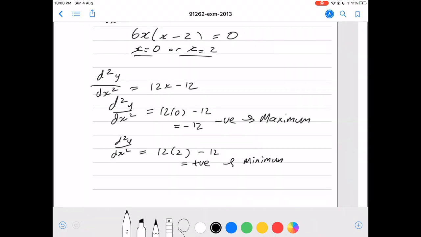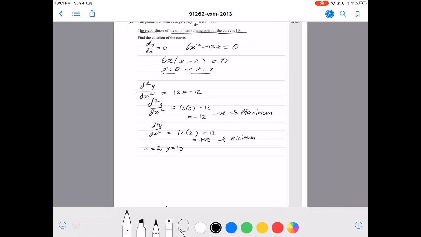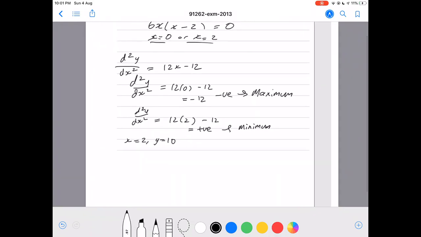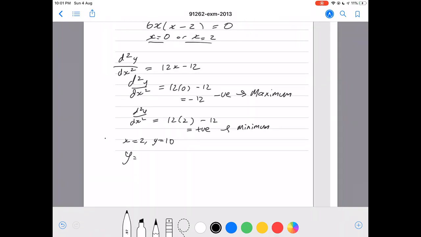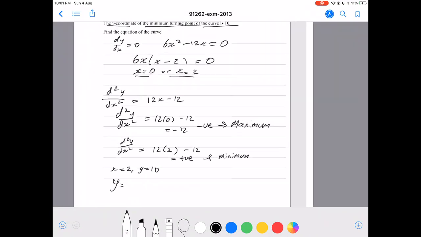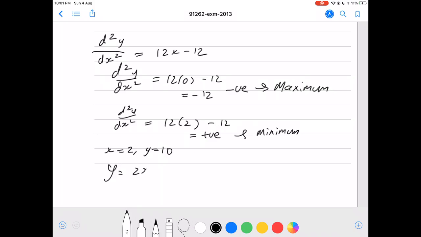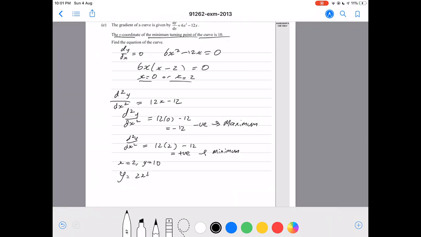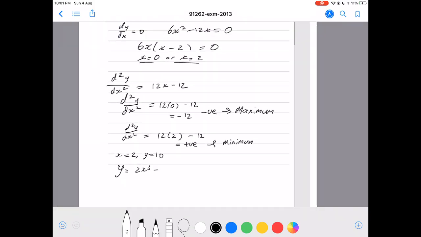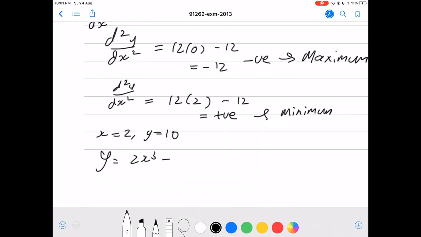Alright, so now we know which one is the maximum and which one is the minimum. So now you know that when x equals 2, y equals 10. And now we can use that to find our equation of the curve. So now we can say that y equals, now you integrate. So integrate, you add 1 to the power and divide by the new power. So 6x squared becomes 2x to the power 3. And 12x becomes minus 6x squared plus c.